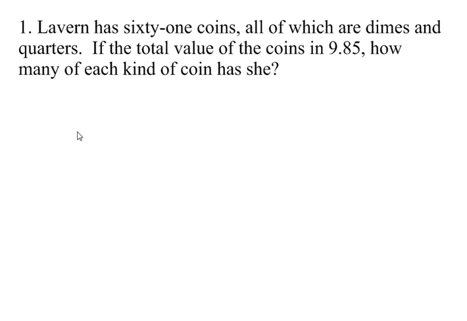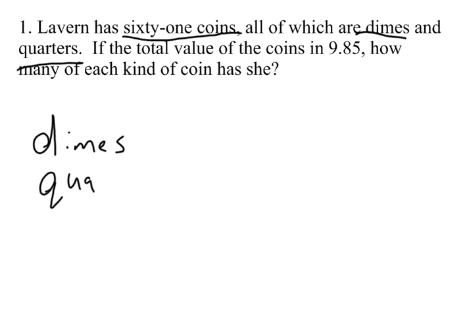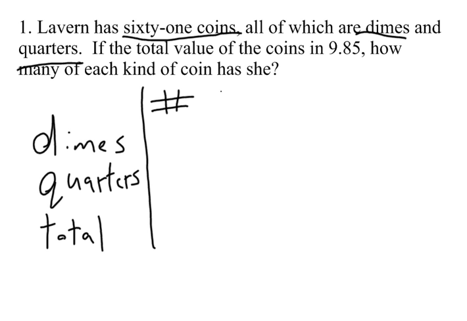We do know that this 61 coins is in some way going to be significant because we know there's only dimes and quarters. So we've got three types of information here. We've got information about dimes, we've got information about quarters, and we know there's a total number of coins. So we can talk about the number of coins. We know that the total is 61.